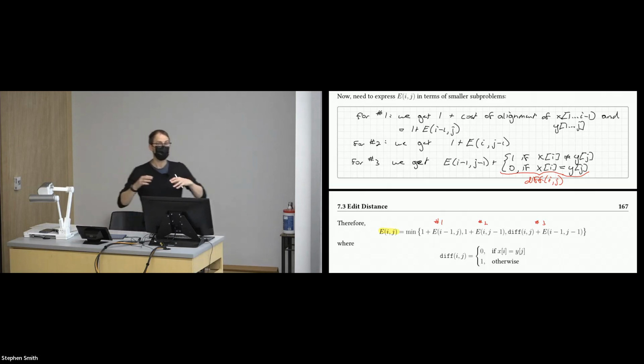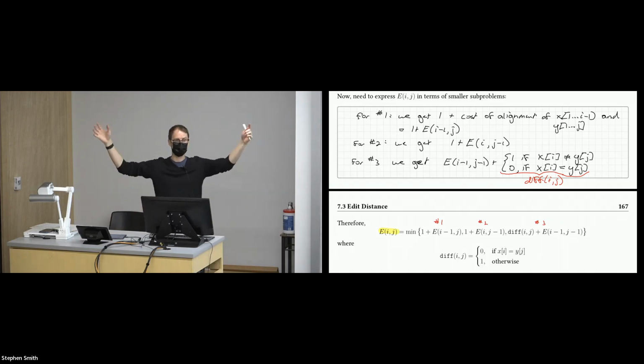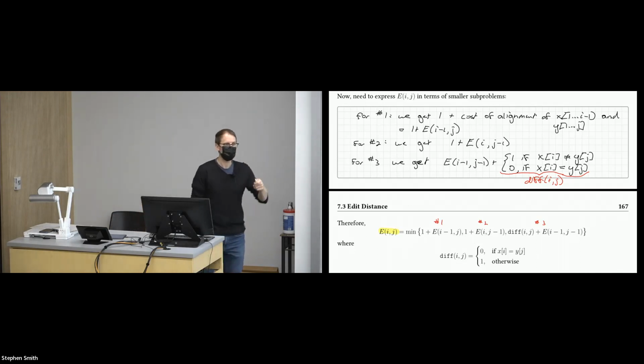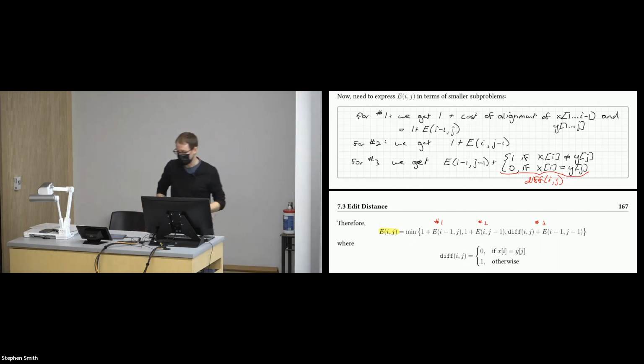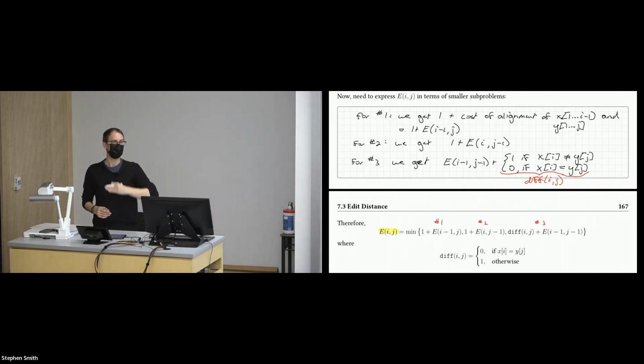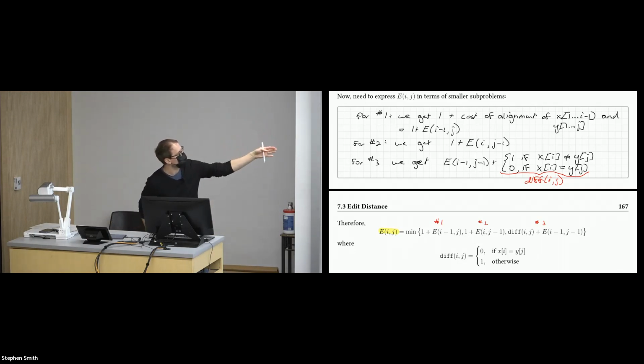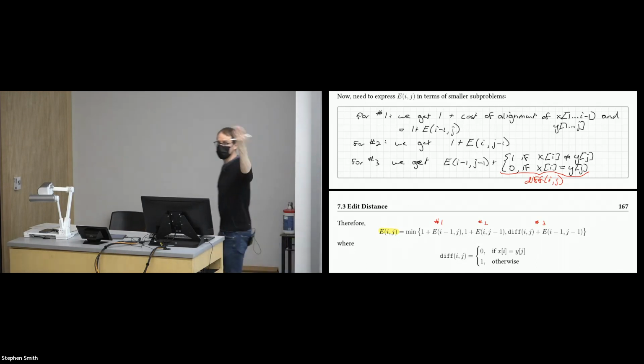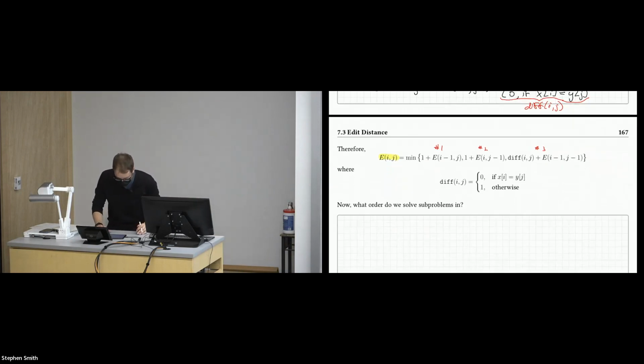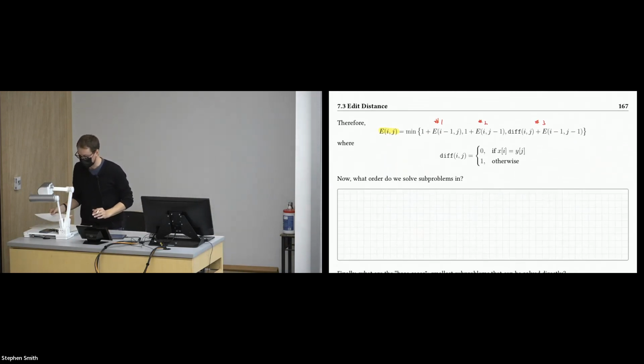And so really my dynamic program is just filling in a big matrix, right? A two-dimensional table where i indexes the rows and j indexes the columns. And I can now think of how can I fill this table in such that by the time I try to fill in E(i,j), I've already filled in these three quantities, E(i-1,j), E(i,j-1), and E(i-1,j-1). Then I can just fill that next one in. So that's this last part. What order do we solve subproblems in?